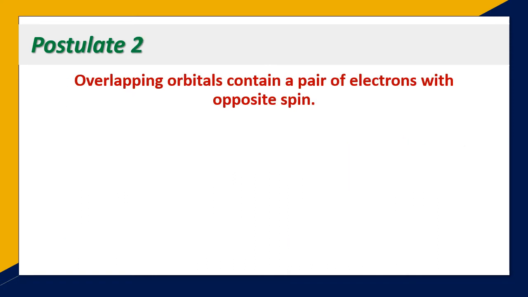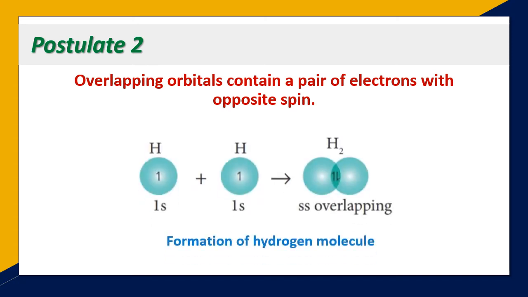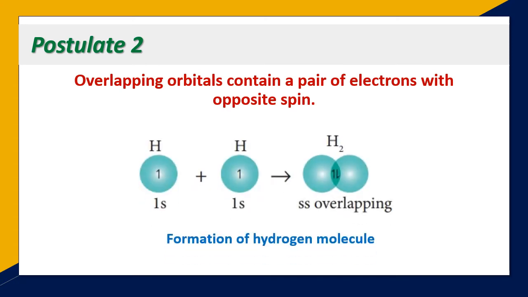Overlapping orbitals contain a pair of electrons with opposite spins. For example, the formation of the hydrogen molecule. The two s orbitals overlap each other and form a covalent bond. In the overlapping region, we have the presence of a pair of electrons with opposite spins.